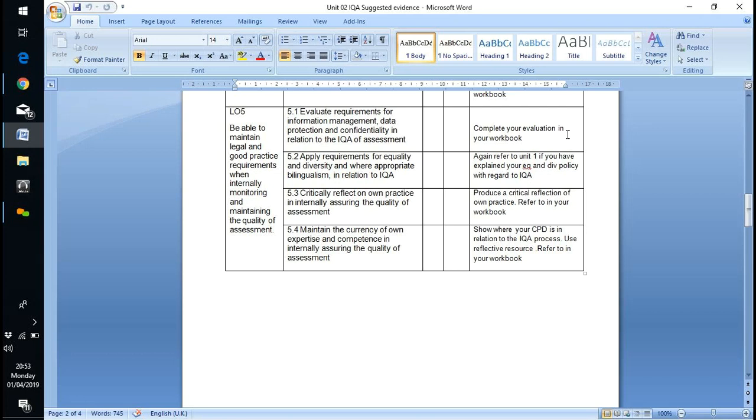Apply requirements for equality and diversity where appropriate, bilingualism, in relation to IQA. Again, it may be that the IQA wants to interview a candidate. It may be that you refer to the diversity and equality policy that you've got. Bilingualism is relevant in certain qualifications, but not in others. It may be if you are doing an academic qualification, the requirements of the course may insist that you have English at a certain level before you can actually go on to that course. It is a barrier, but in those cases, it's a barrier that has to be there, otherwise they wouldn't be able to cope with the work, simple as that.